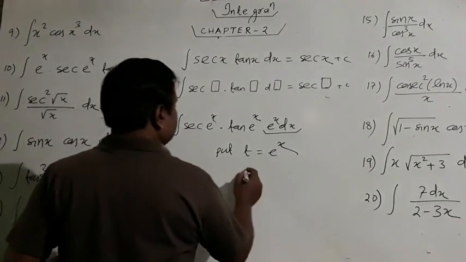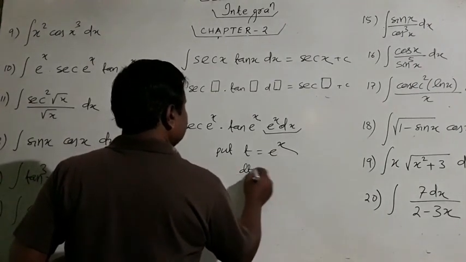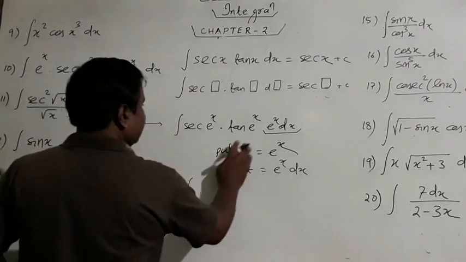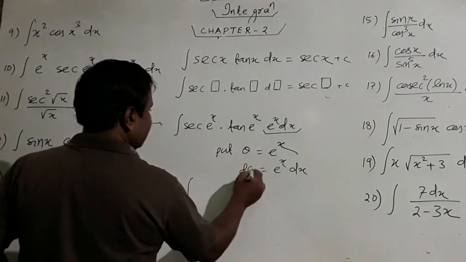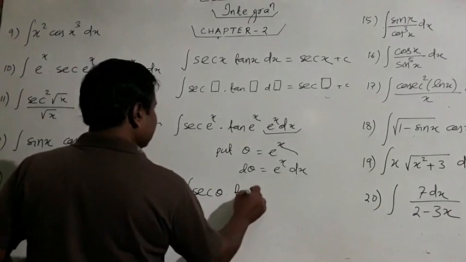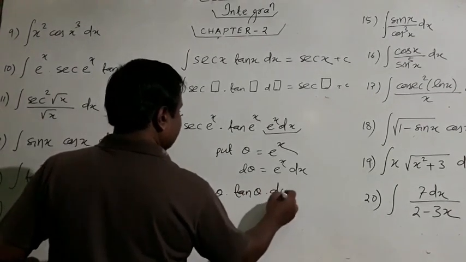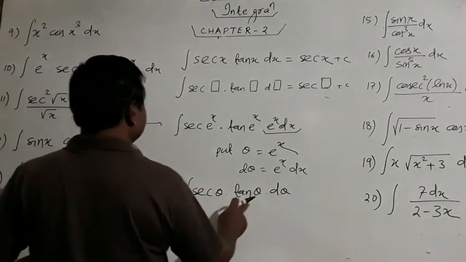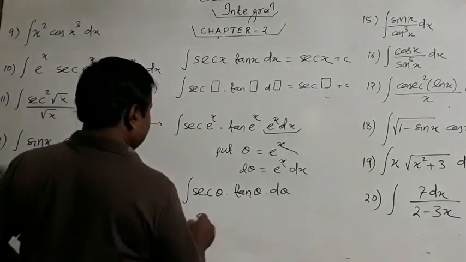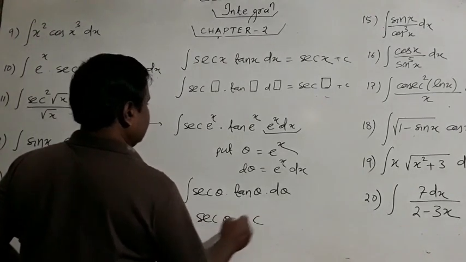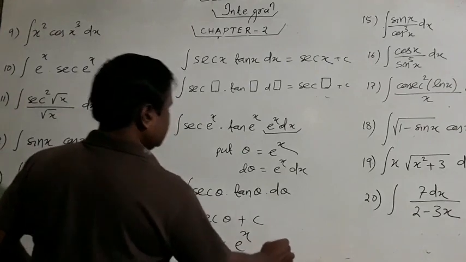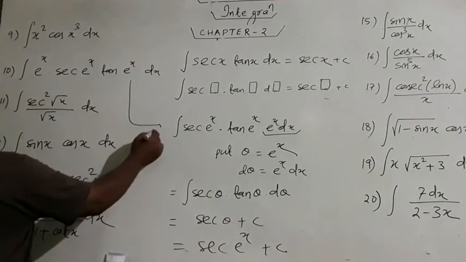Put t is equal to e to the power x. Then dt is e to the power x dx. Suppose I am writing it as theta. Then you have to write sec theta tan theta d theta. Now, the integration of sec theta tan theta d theta is what? Sec theta plus c. In place of theta, it is sec e to the power x plus c. Okay, it is another method for number 10.